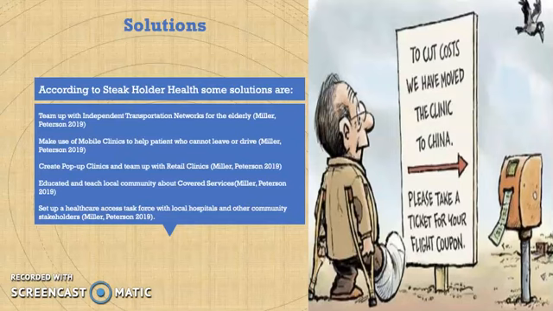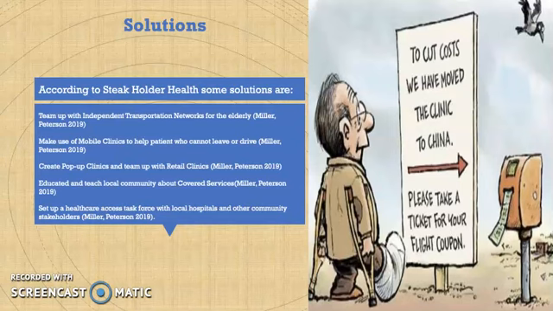According to Stakeholder Health Solutions, some solutions are to team up with independent transportation networks, specifically for the elderly who cannot commute or can't drive. Make use of mobile clinics to help patients who cannot leave or drive. It doesn't have to be elderly people. Create pop-up clinics and team up with retail clinics. Most importantly, it all comes down to educating and teaching local communities about covered services.